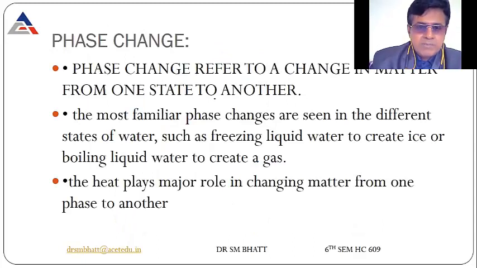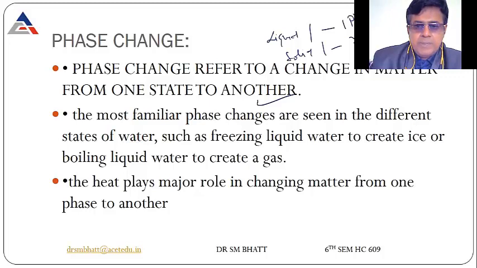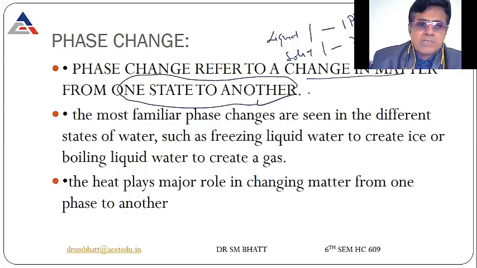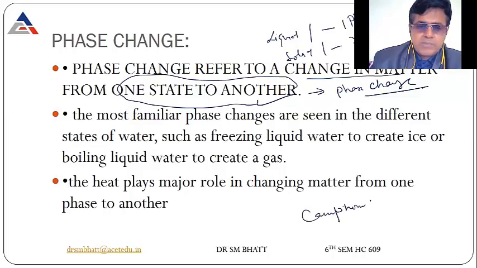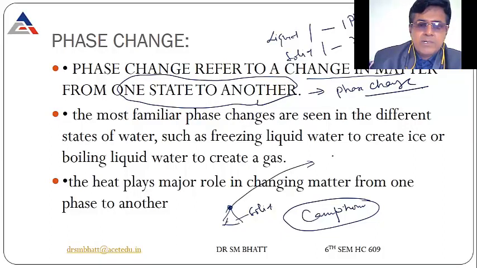Phase change. Phase change refers to the change in matter from one state to another. Right? If this is a liquid, this is one phase. If this is a solid, this is a second phase. If this is a vapor, this is a third phase. Okay? So if you are changing the state, only then can you say there is a phase change. When you say phase change, it means, suppose you have camphor. Camphor means kapoor, right? As soon as you burn it, first it was a solid, then directly it converted into vapor. Is there a phase change or not? Tell me.